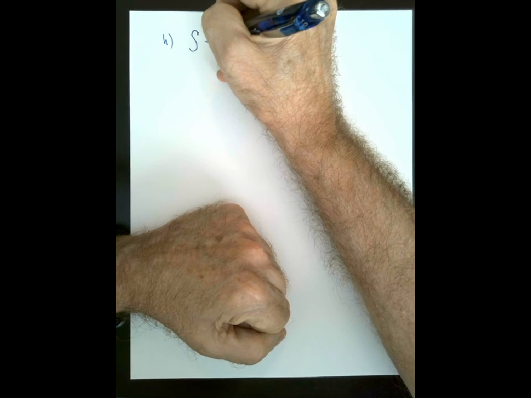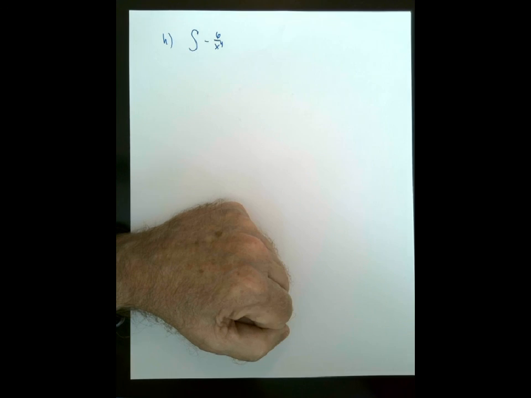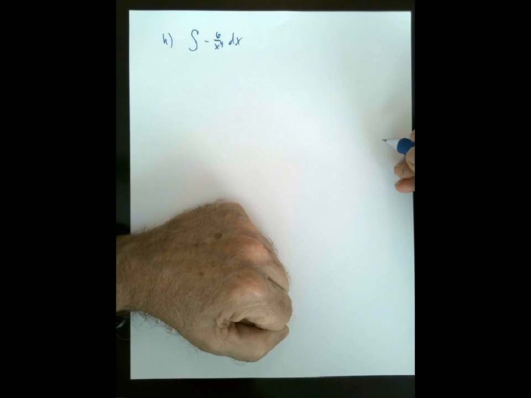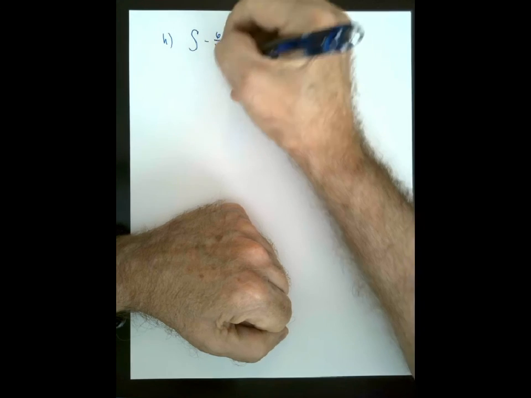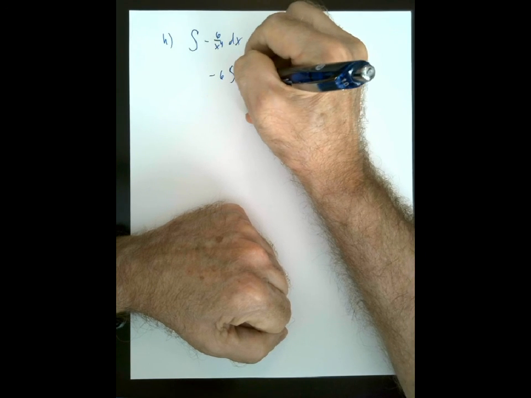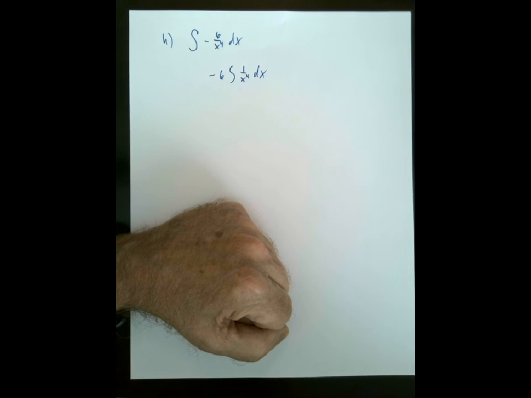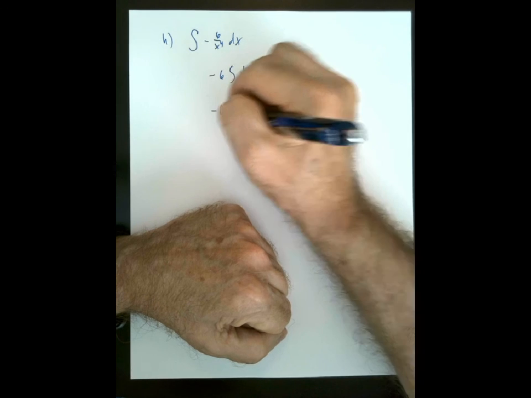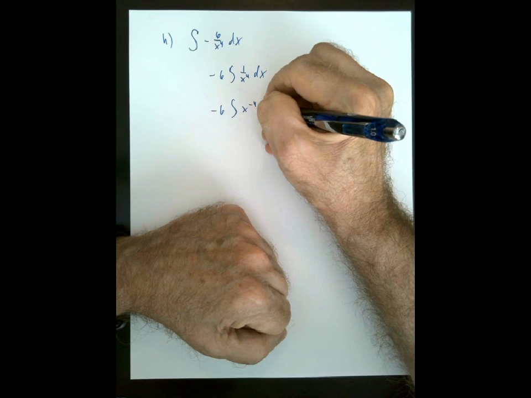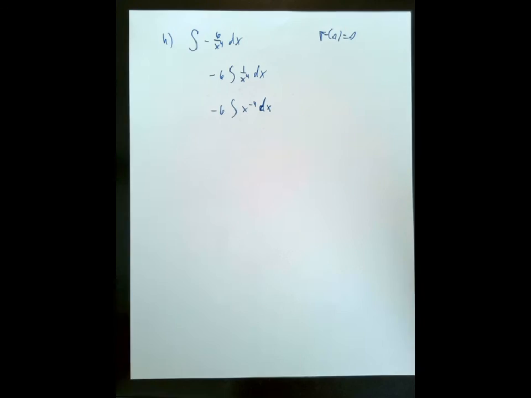negative 6 over x to the 4th power dx, right? So we're going to move the negative 6 to the outside, get 1 over x to the 4th dx. Well, remember how we handled that when we did derivatives. We wrote it as negative 6 x to the negative 4 dx, right? And by the way, I forgot, f of 0 is going to be equal to 0 here, okay?